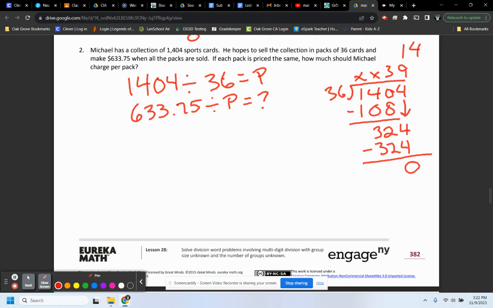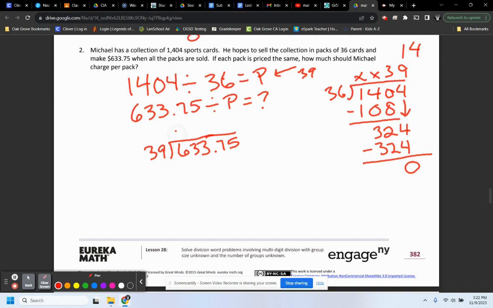Okay, so there's none left over. So now we know that there are 39 packs. So this P over here is 39. So now we have to take $633.75 and we have to divide it by 39 to figure out how much he needs to charge for each pack. So let's go ahead and do that. 39 into $633.75, and that will give us our answer as to how much he needs to charge for each pack.